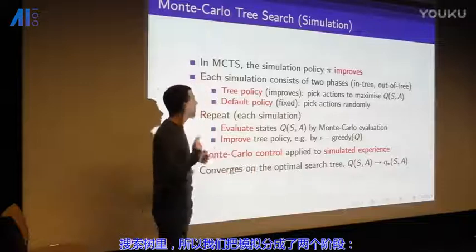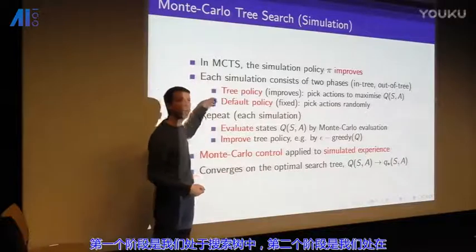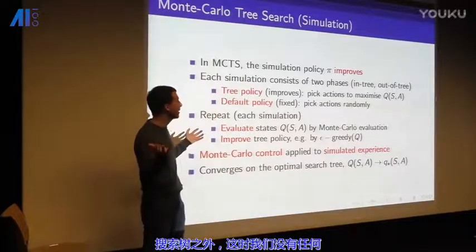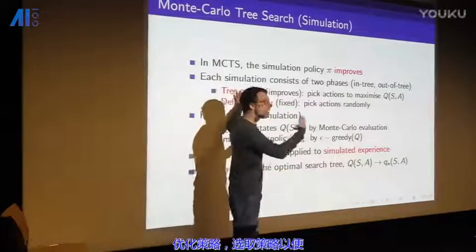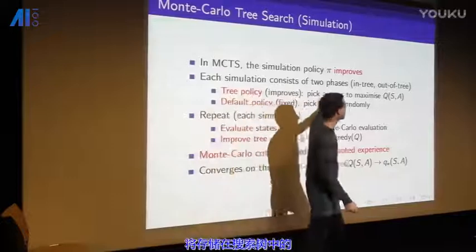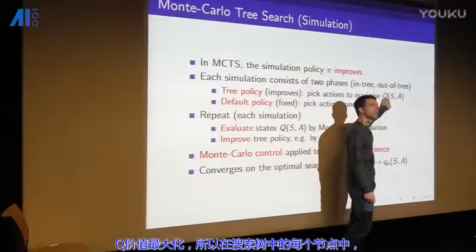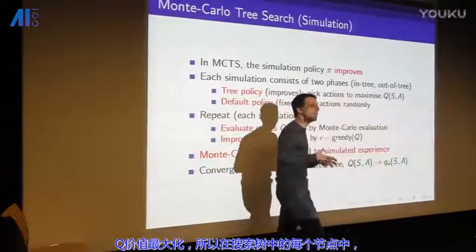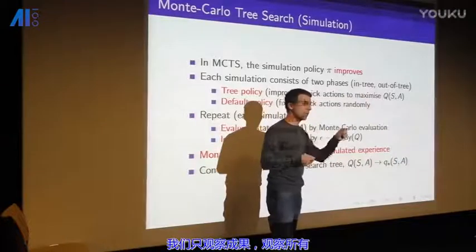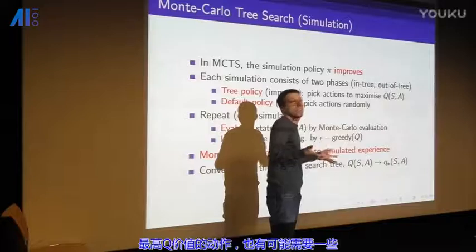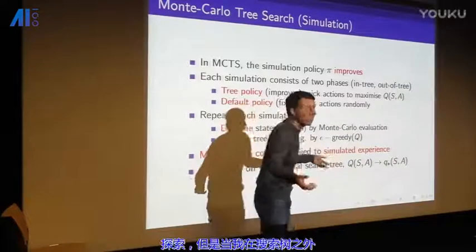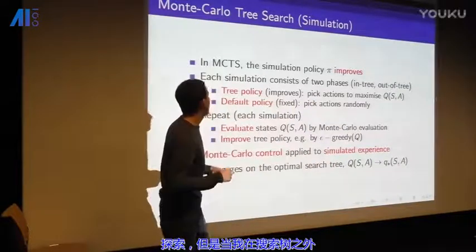So we break up our simulation into two phases, whether we're in the tree or whether we've gone beyond the tree where we just don't have any information. When we're in our tree, then we improve our policy. We pick actions so as to maximize the Q values that we've got stored in our tree. So at every node of our tree, I look at all the actions I can take, and I just pick the action which gives the highest Q value, possibly with some exploration as well.